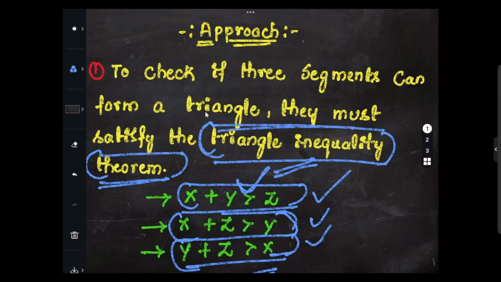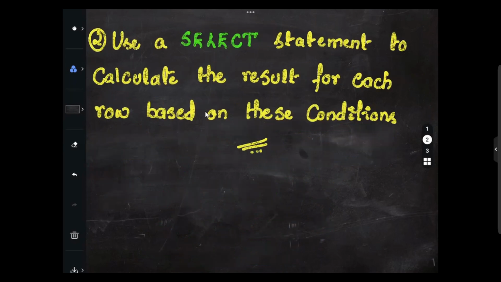So they must satisfy the triangle inequality theorem. So this is very important, right? So let's move on with the second step. We will be making use of the select statement. Why will we be making use of the select statement here? Because we have to calculate the result for each row.